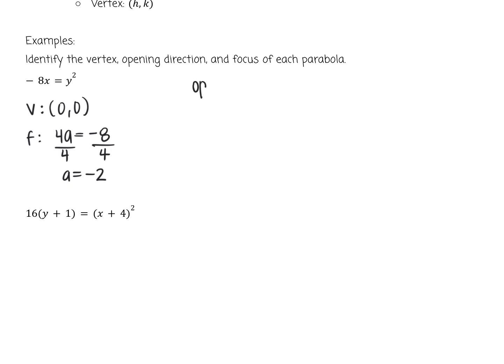So now I'm going to figure out which direction it opens. So whenever y is squared, it's going to open left or right. So in this case, because of the negative, it's going to open left, which means I'm going to subtract 2 from my x value, which means my focus is going to be at (negative 2, 0).